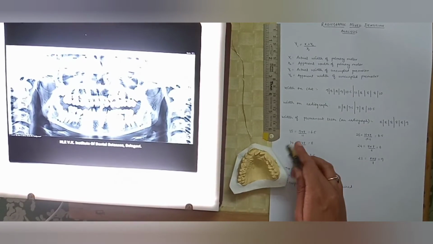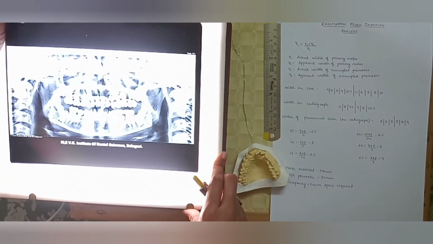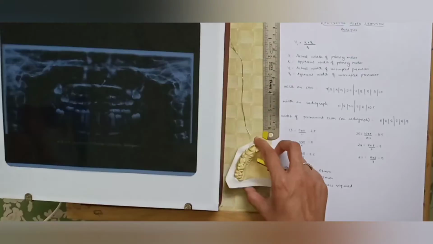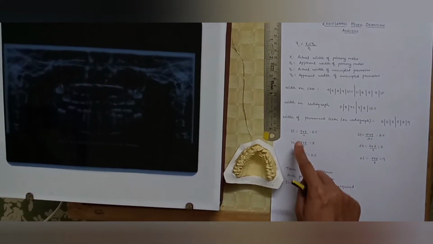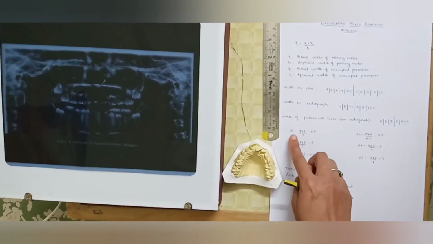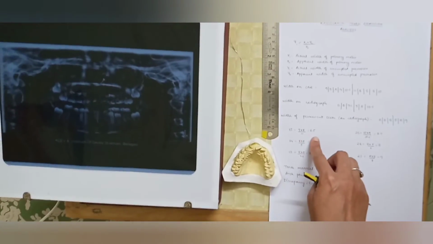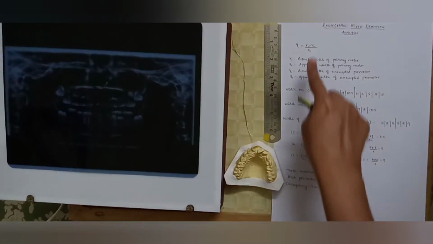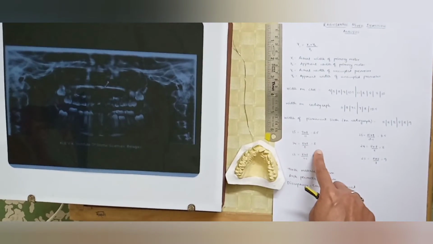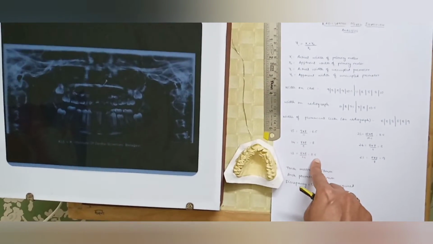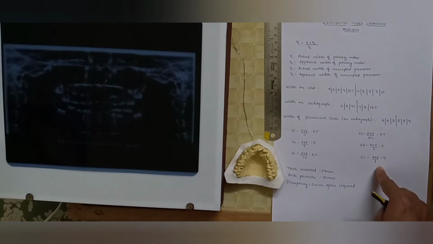Now how to determine the actual mesiodistal width of the unerupted permanent second premolar? We'll use this formula. The width of the unerupted 15 when it actually erupts will come out to be 6.5 mm using this formula. For 14 it will be 8 mm and for 13 it is 8.5 mm. Similarly we'll do this in the second quadrant.